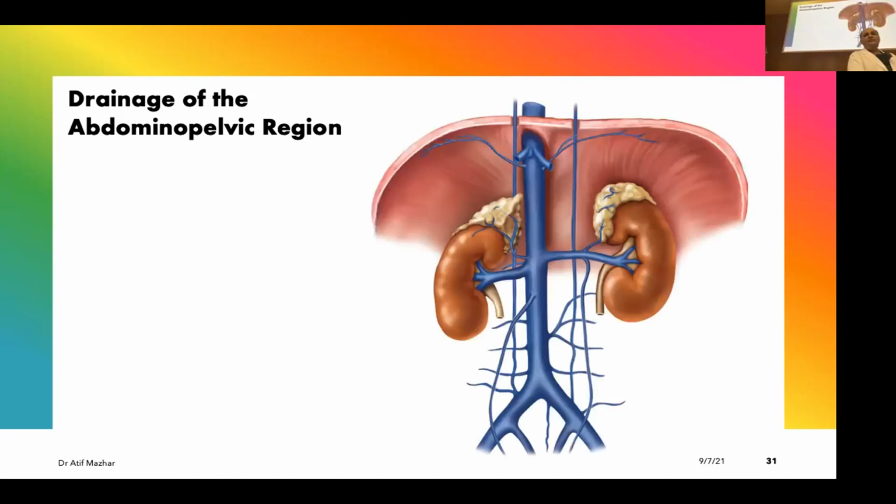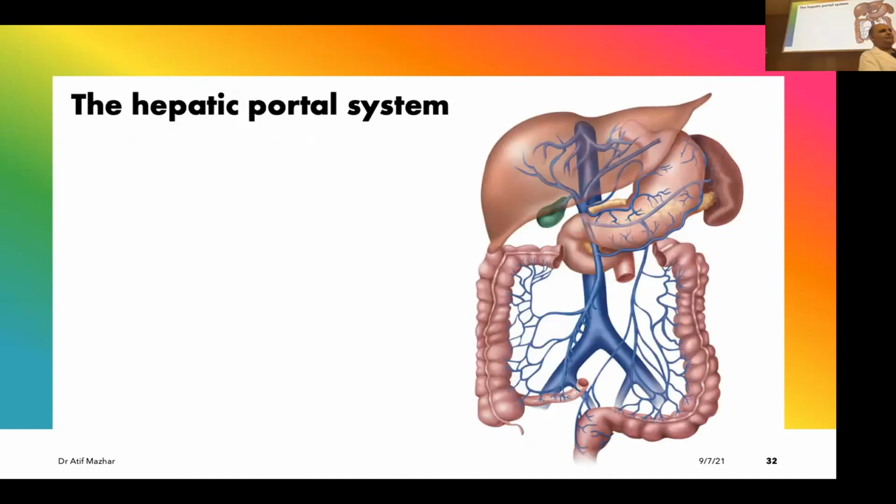So now the veins of the abdomen, you can see the inferior vena cava, how it's formed, renal veins and everything going ultimately. Hepatic portal system. These are the different veins. So my question is, what is a portal vein? Any idea?